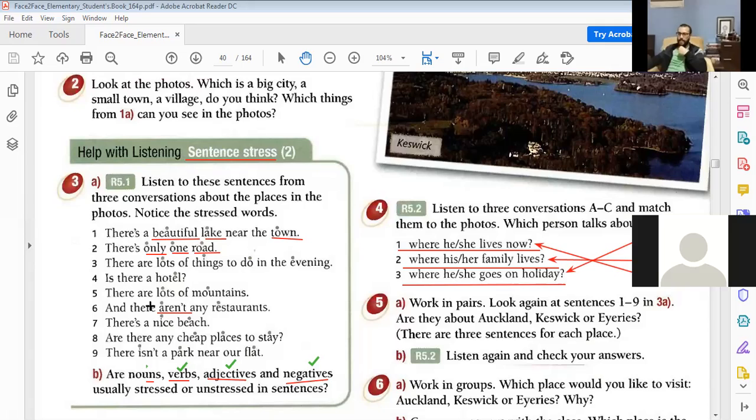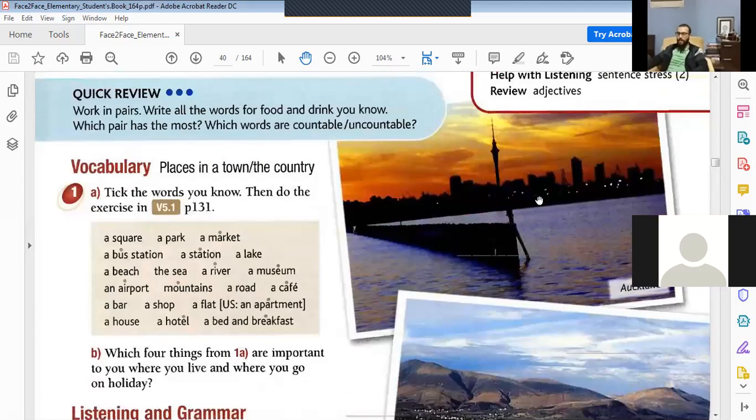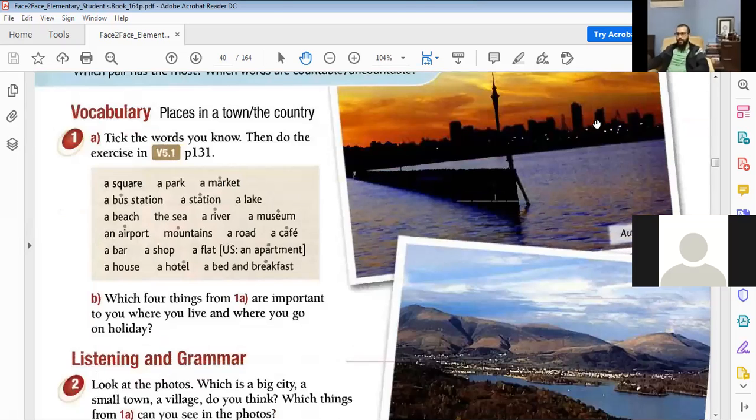Can you remember which city? Auckland. I think Auckland, the first picture. Yeah, that's right. Auckland is the first picture here. This is Auckland. Actually, I think it's the capital of New Zealand. Maybe the capital is Christchurch. I'm not sure, but it's one of the big cities in New Zealand. All right.